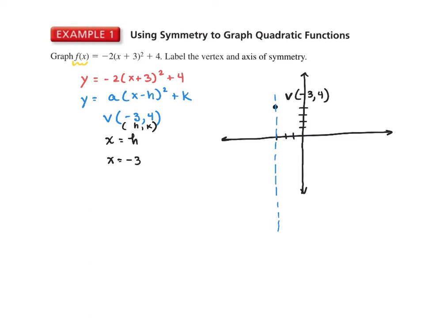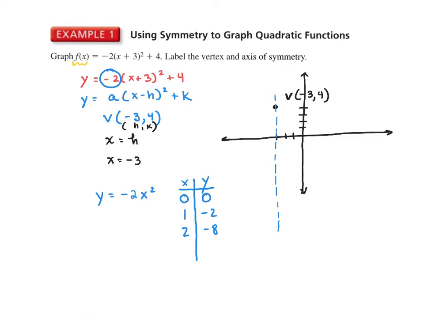Lastly, now we have to generate some points. The easy way to generate these points is to use that a value and just put x squared behind it. And watch what happens as I generate these points. When x is 0, 0 squared is 0, 0 times anything is 0. When x is 1, 1 squared is 1, times -2 is -2. And when x is 2, 2 squared is 4, times -2 is -8.